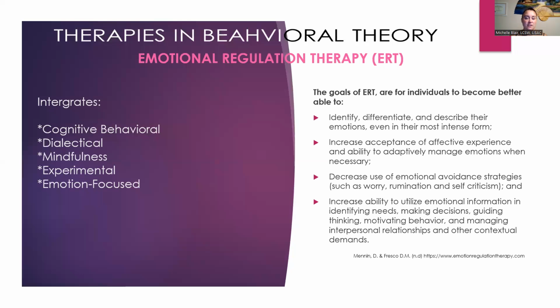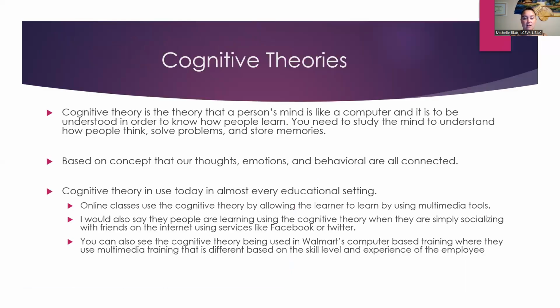Then we have the cognitive behavioral. So it integrates with all of these different ones. You have cognitive behavioral, dialectic, mindfulness, experiential, and emotion focused. These can all be integrated into the behavioral change theories. In cognitive theories, we're looking at the concepts of the thoughts. Why are we having these thoughts? What emotions are they causing? What are the situations and the behaviors due to the thoughts? So it's teaching and learning the actual cognitive theories, which is cognitive behavioral therapy.